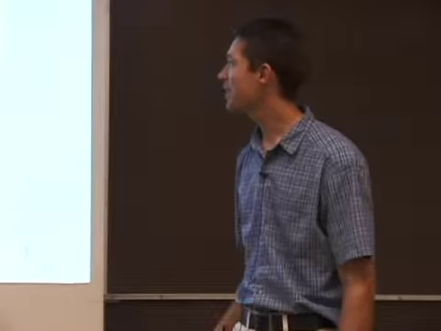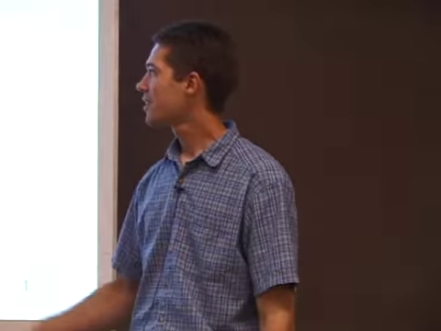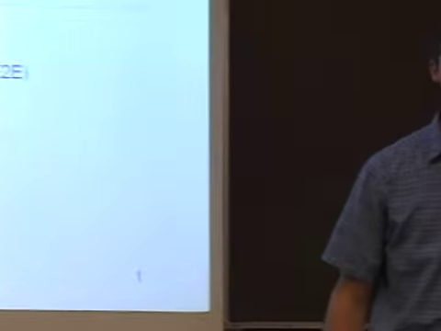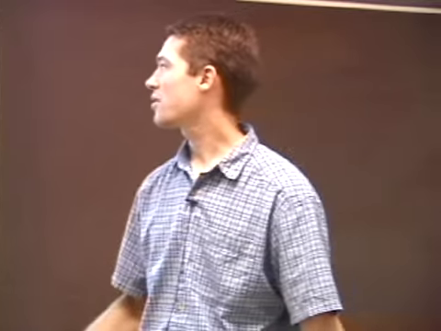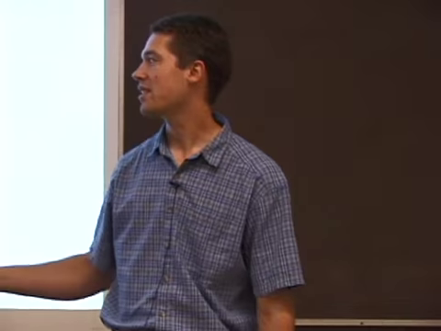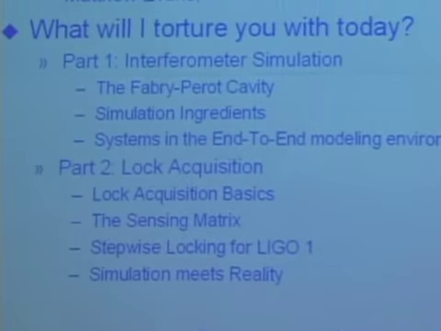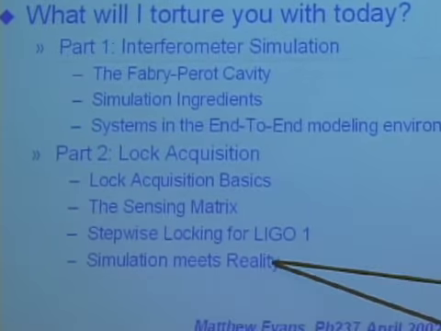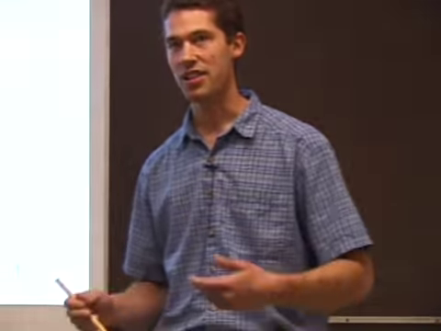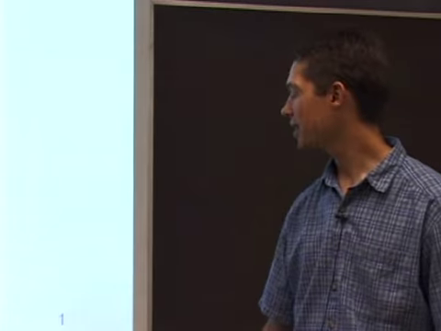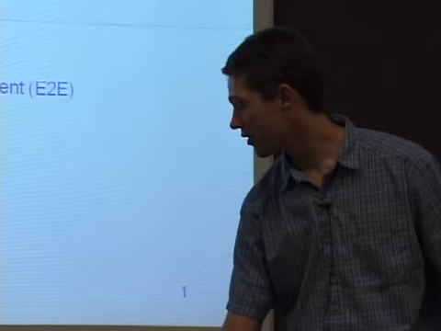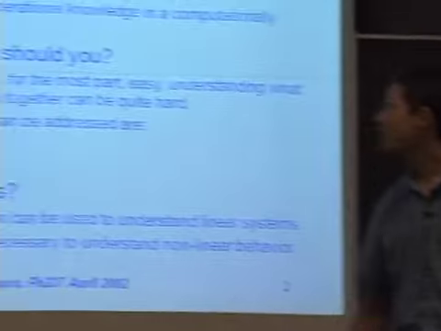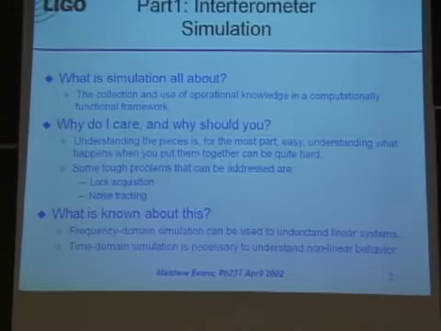Sounds great, but anyway, E2E. Second part is lock acquisition, and first I'll just go through the basics. Some of you have heard this a couple of times already. Then I'll talk about the generalization of the basics, which is understanding a sensing matrix and what effect that has for LIGO 1 locking. So what does it lead to? And then a couple of plots which are interesting for what happens when you compare the simulation results with something in reality. That was our locking of the first of the interferometers for LIGO, the Hanford 2-kilometer interferometer. So I'll show data from that.